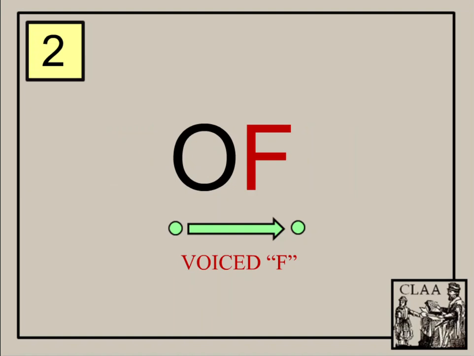The second basic sound made by the English consonant F is the voiced F sound. In our last screen, we learned the voiceless F sound. This is the F sound with voice added. V, v, v.